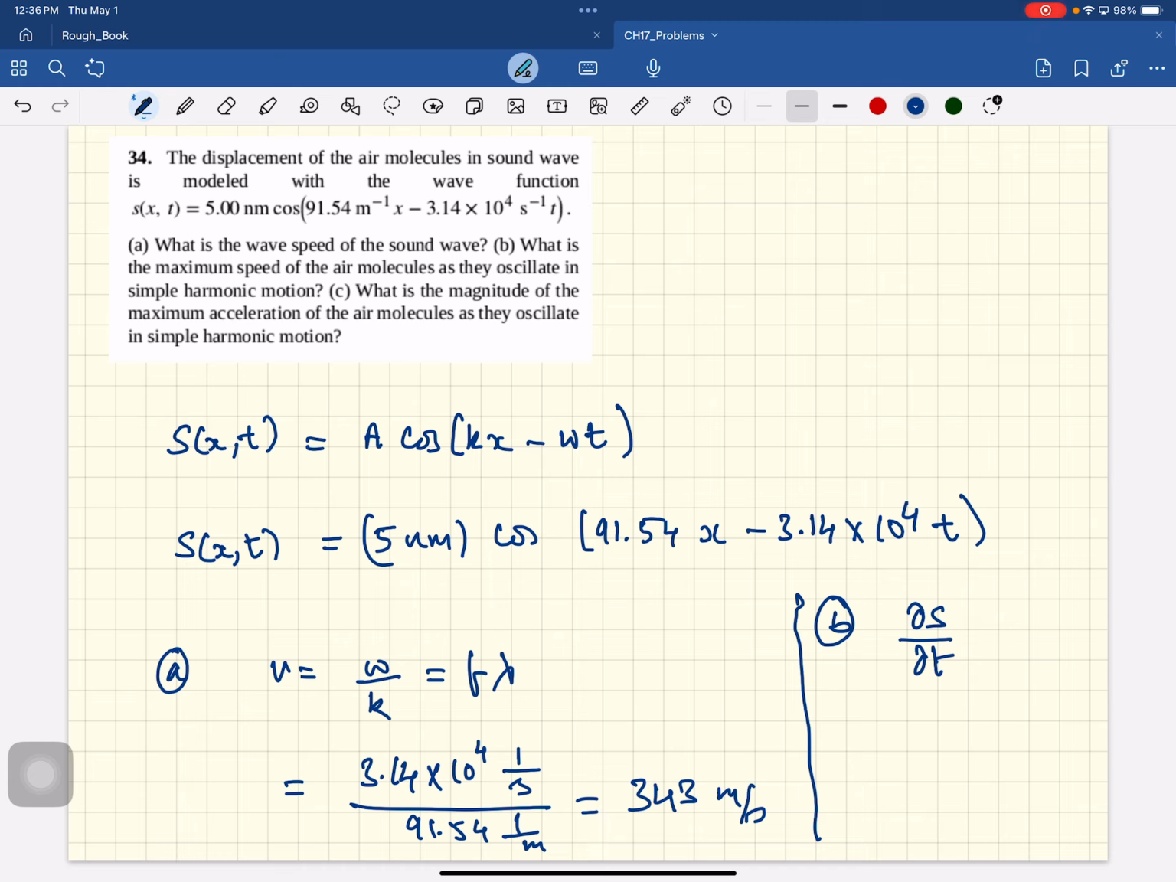So we're going to take the partial derivative of this. When you take the derivative, the derivative of cosine is negative sine, and the maximum value would correspond to that being 1. Okay, so del S by del t. This is not going to give me enough space, so I'm going to go to a new page.